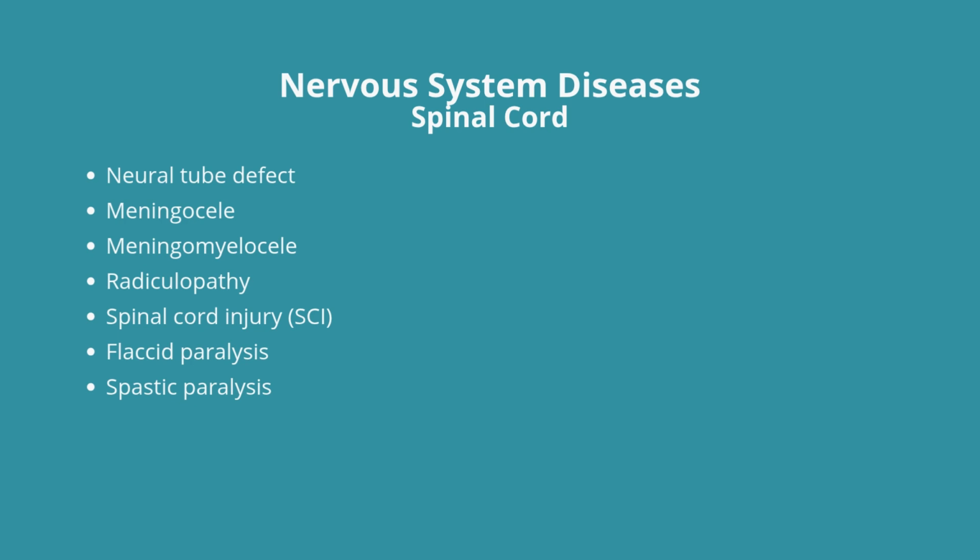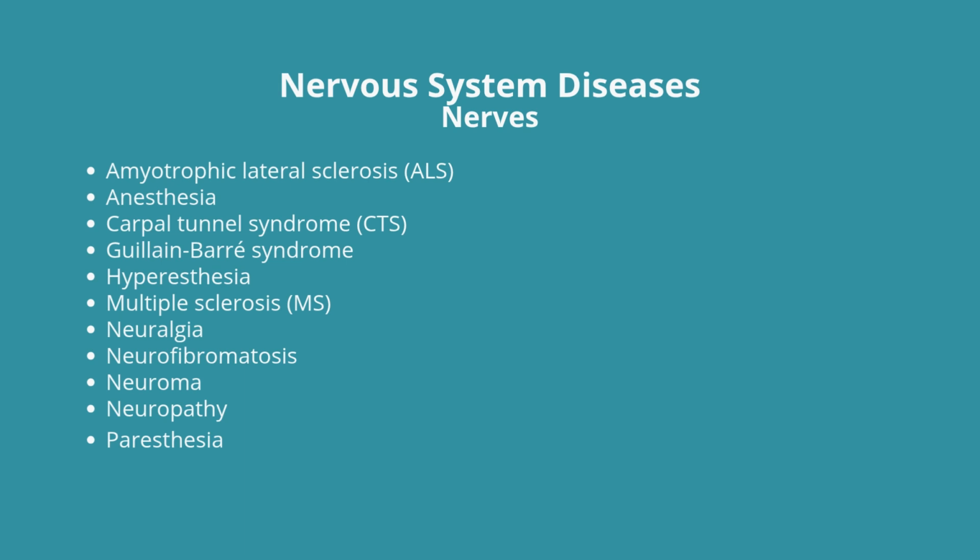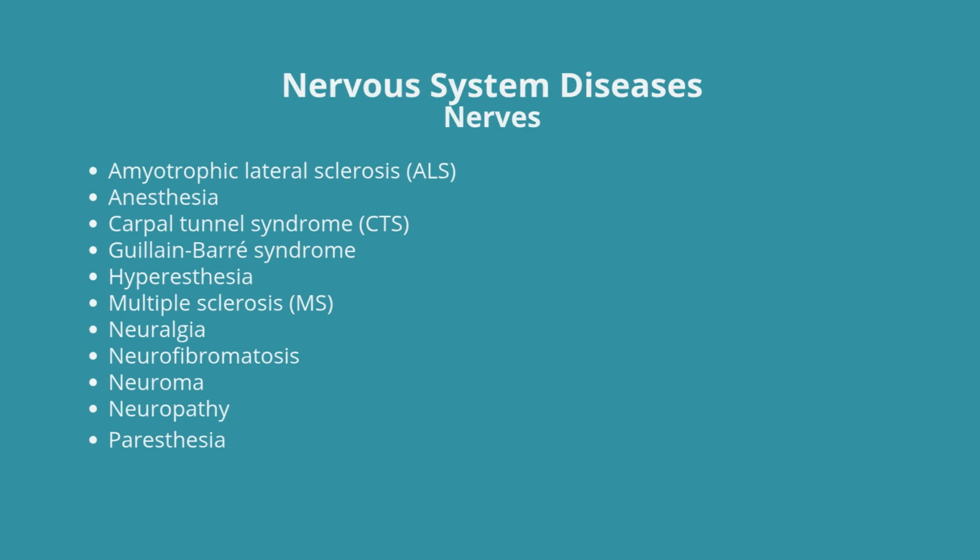Common diseases of the spinal cord include neural tube defect, meningocele, meningomyelocele, radiculopathy, spinal cord injury, flaccid paralysis, and spastic paralysis. Common diseases of the nerve include amyotrophic lateral sclerosis, anesthesia, carpal tunnel syndrome, Guillain-Barré syndrome, hyperesthesia, multiple sclerosis, neuralgia, neurofibromatosis, neuroma, neuropathy, and paresthesia.